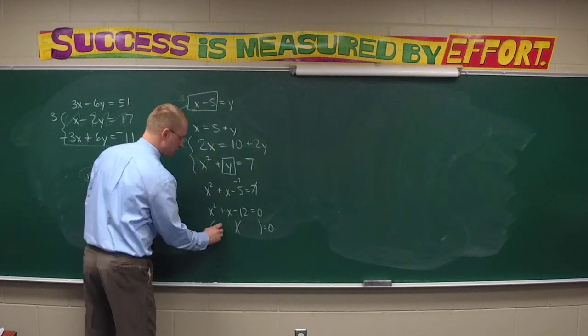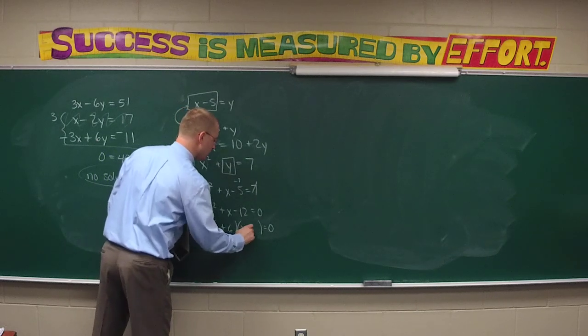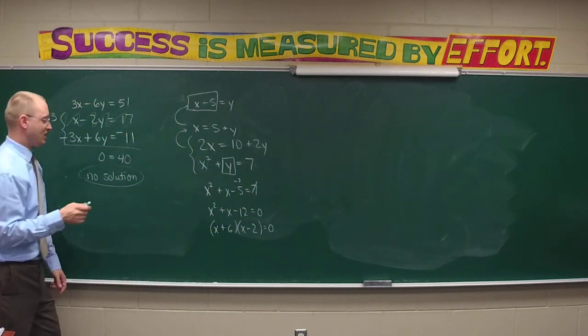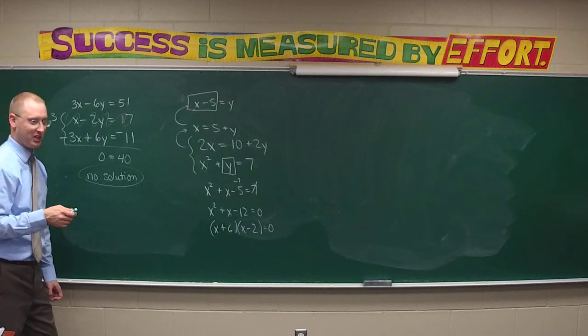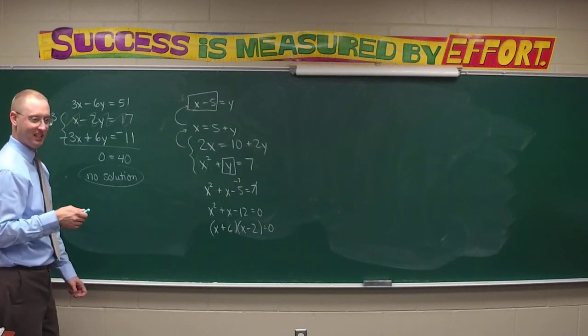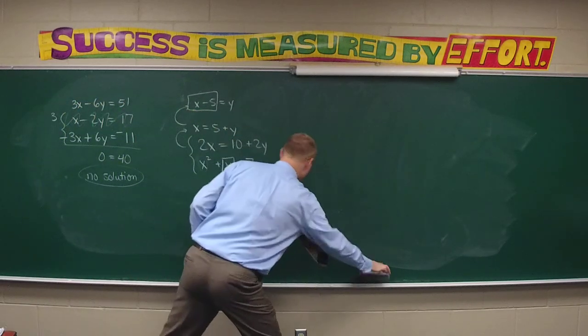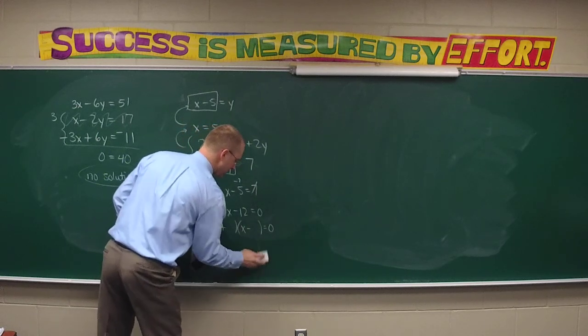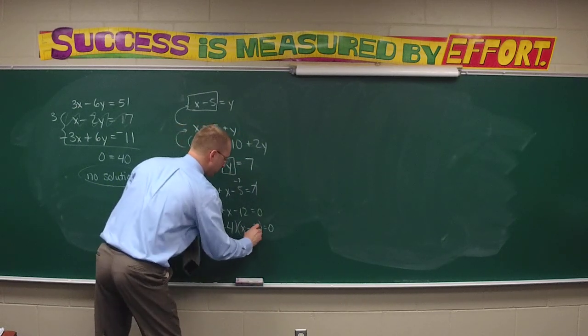X plus 6, x minus 2. And she's saying it, and she's second guessing, and she's doing the outer inner, and she's like 4 and 3. 4 and 3. All right, good choice. But the important thing is you get the numbers in there. If they don't work, you fix them.